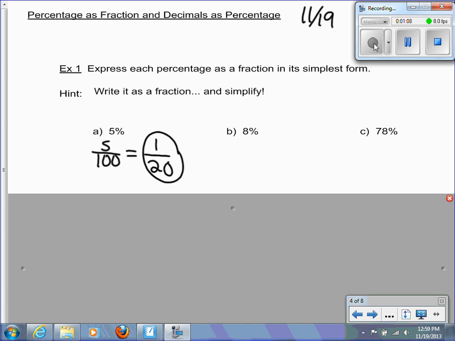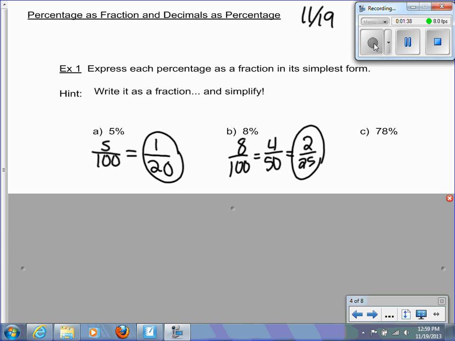Letter B says 8%. Someone walk me through it. Jana? It would be 8 over 100, and then to simplify, you could divide it by 2 first. So that would be 4 over 50. Good. And then divide that by 2 again, which would be 2 over 25. Good. You could go straight from 8 over 100 divided by 4 and get the same answer in one less step. Go ahead and try letter C on your own.